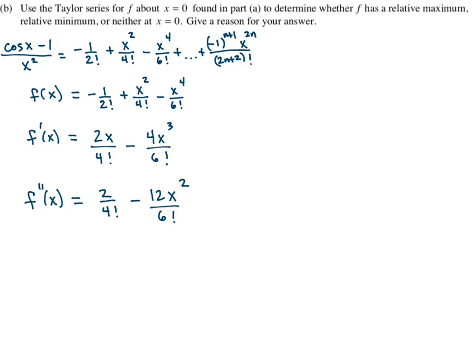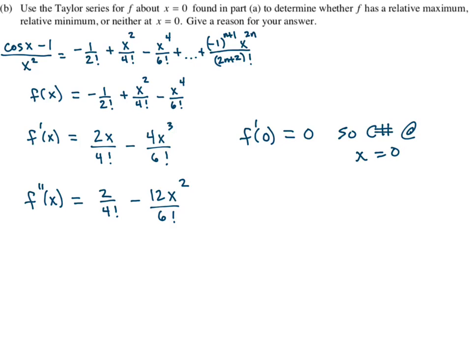So for something to be a relative max or relative min, I want to first figure out, is it a critical number? So what is f prime at 0? I'm just going to plug a 0 into that first derivative, and they all have x's, so all of them go away. And that's why I didn't really need to use the general term. If I brought it down, it would have an x in it, and so when I plug in 0, it would still go away. So I don't really need to worry about the general term too much here.